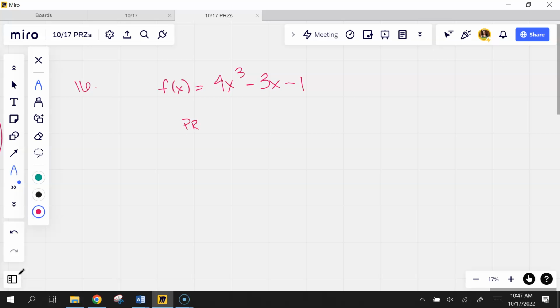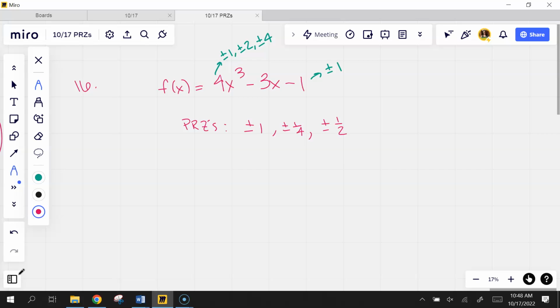All right, first thing I'm going to do is list out the PRZs. So the PRZs for this problem, plus or minus 1. And I found this one. So sometimes it helps to come over here and write it the way we've been doing. 1 over 4. You're missing one. 1 over 2. Okay. What are the factors of 4? 1, 2, and 4.